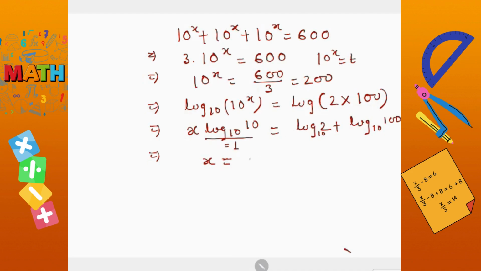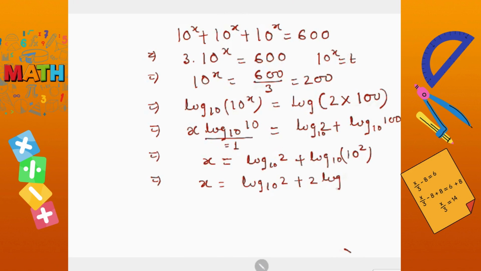So log 2 base 10 plus, we can write 100 as 10 squared, x is equal to log 2 base 10 plus this power will come before this log 10, and this becomes log 10. These are the log properties.